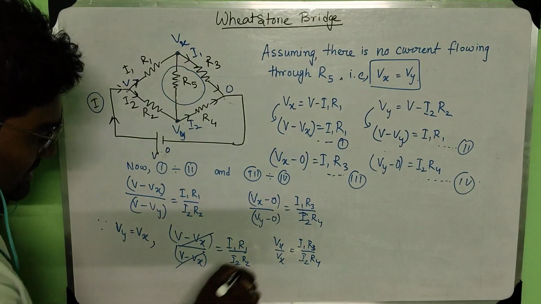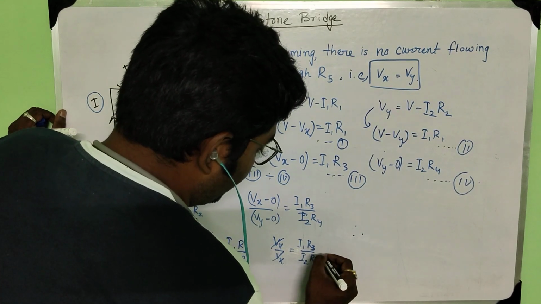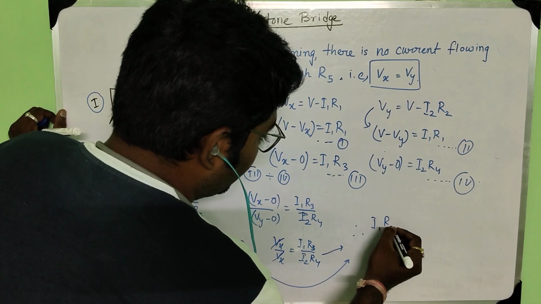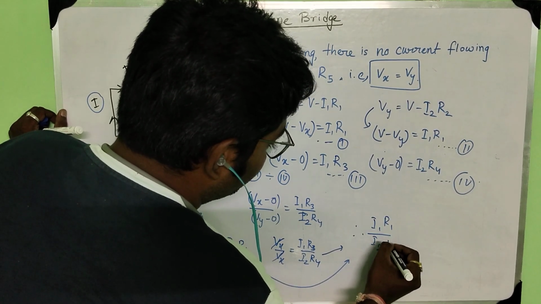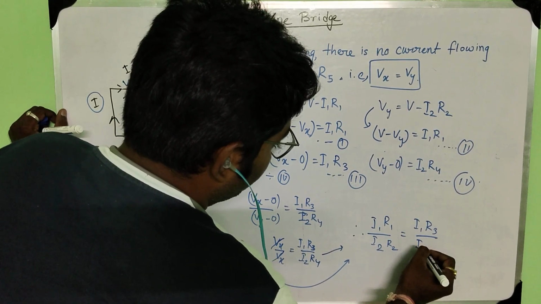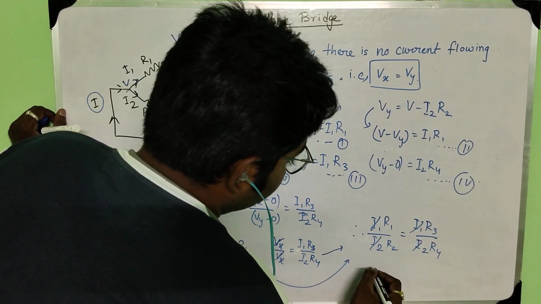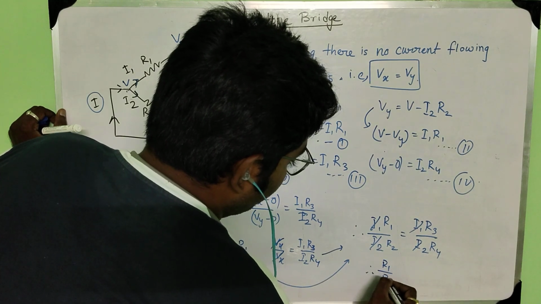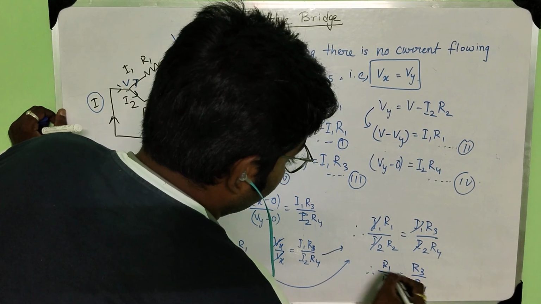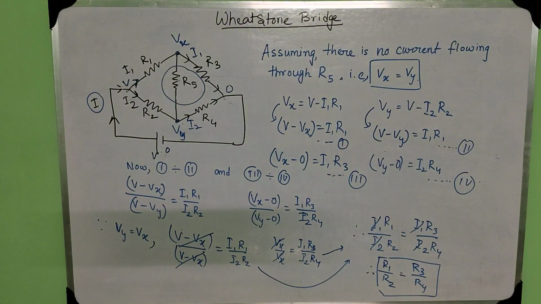Now this gets cancelled out. This will be cancelled out. So both are 1. Then from here I can write I1 R1 by I2 R2 equals I1 R3 by I2 R4. This gets cancelled, this gets cancelled. Therefore R1 by R2 equals R3 by R4. This is the proof of the Wheatstone bridge principle.